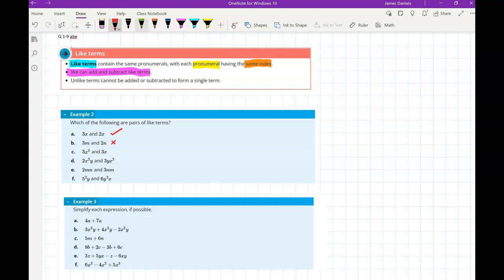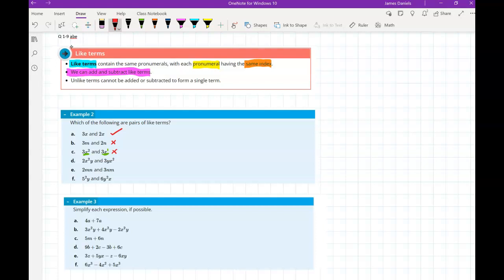Notice our next one here, a little bit trickier. We have 3x squared and 3 times x. Now they might have the same pronumeral, the letter there, but the index is different. This one has an index of 1 and this one has an index of 2. Therefore, they are unlike terms. Remember, we're not too worried about the coefficient at the front at the moment. We're looking for the same pronumeral and the same index.